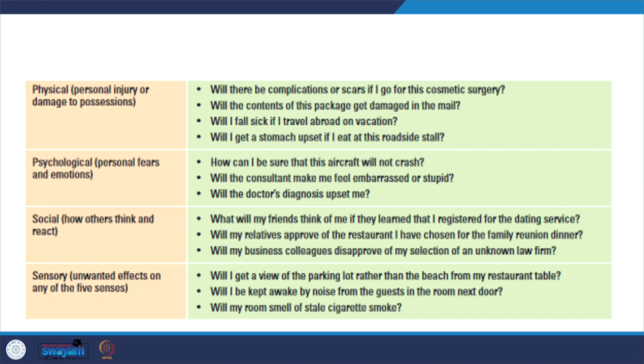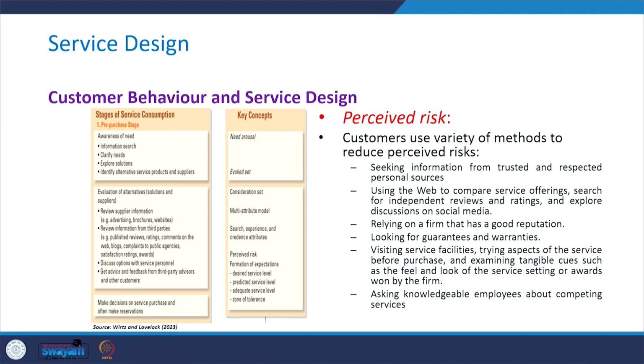And finally, risk can be in terms of sensory, for example, unwanted effects on any of the five senses. Questions a customer might face are like, will I get a view of the parking lot rather than the beach from my restaurant table? Will I be kept awake by noise from the guest in the room next door? Or will my room smell of stale cigarette smoke? So these directly affect the five senses of customers, and that is why they are labeled as sensory risk. So perceived risks are going to happen whenever there is a service consumption.